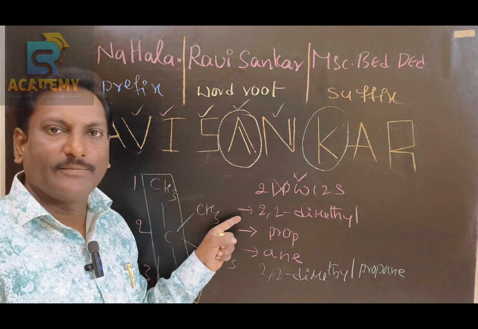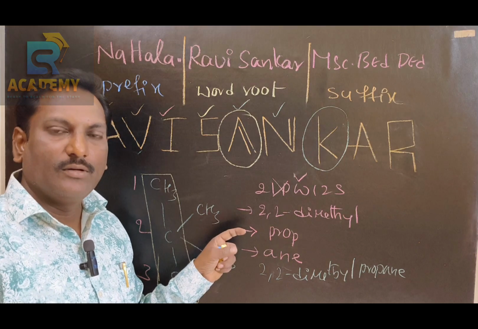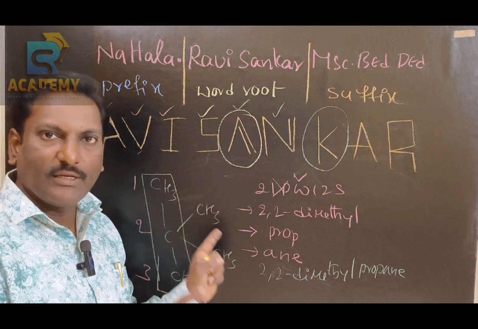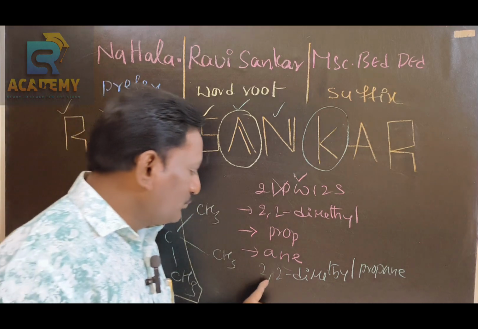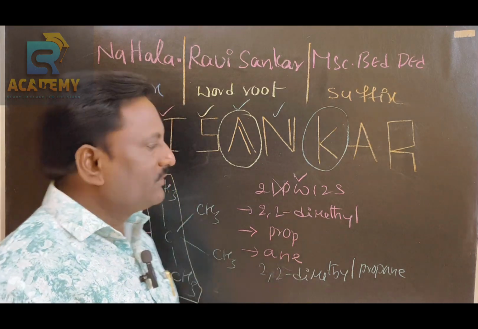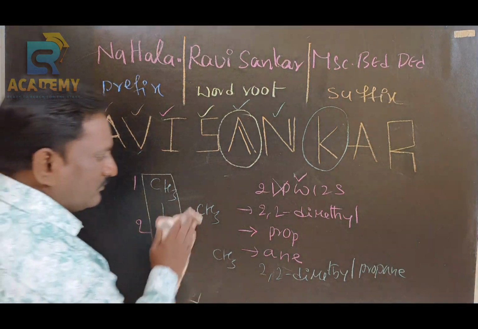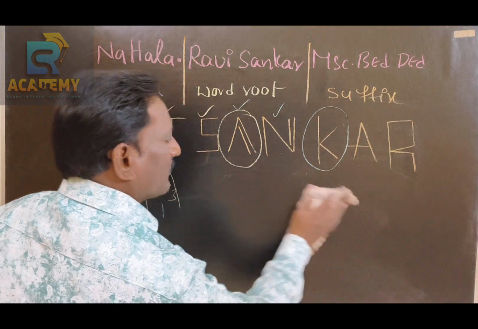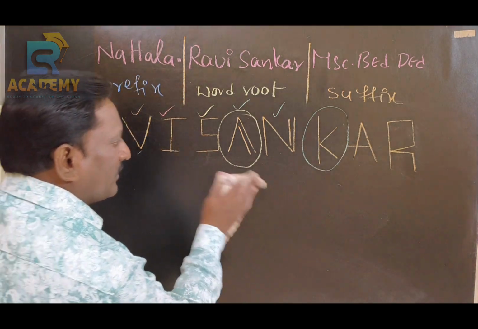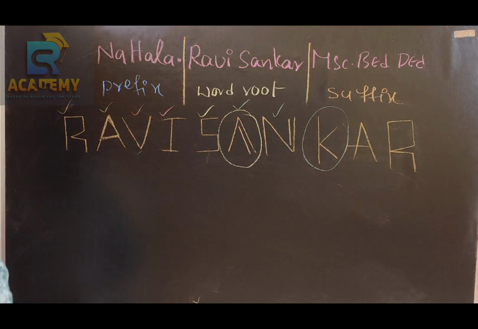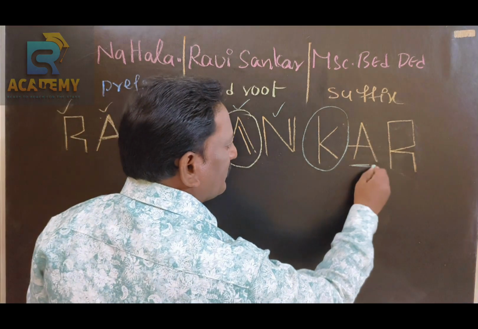Am I clear? Are you getting what I am saying? Is it clear? Right, good. So 2, 2 dimethyl propane. Make a note. Right, K also completed. Now let us have a talk about the next one.